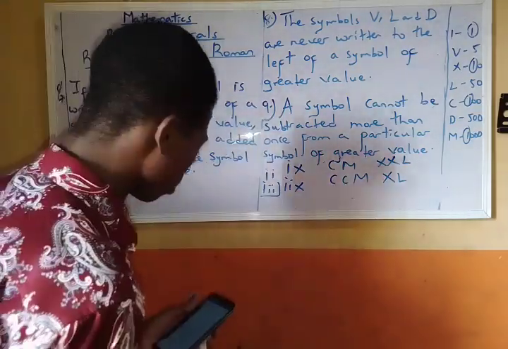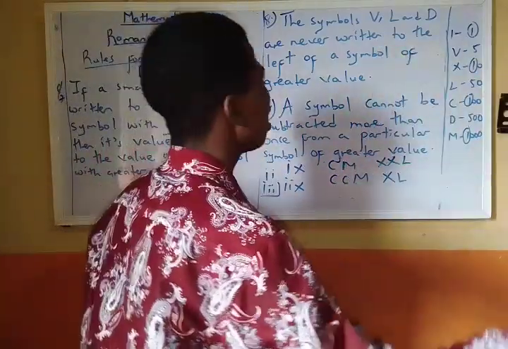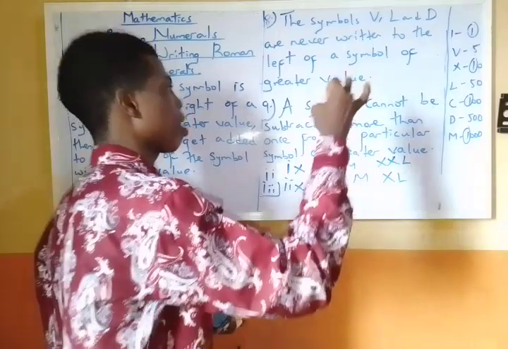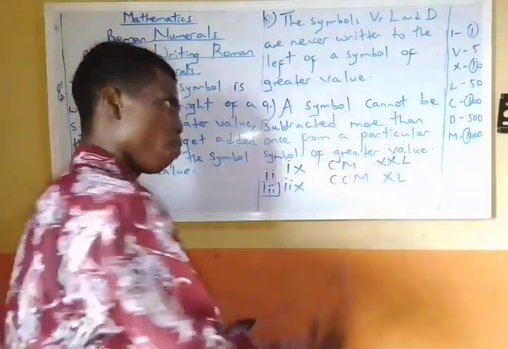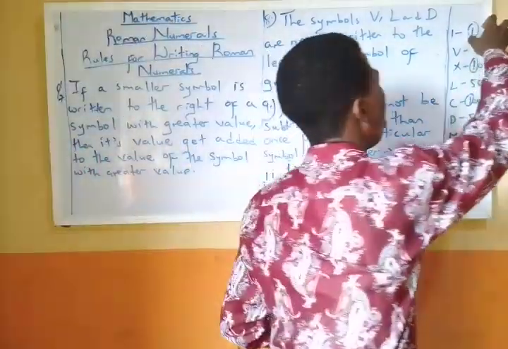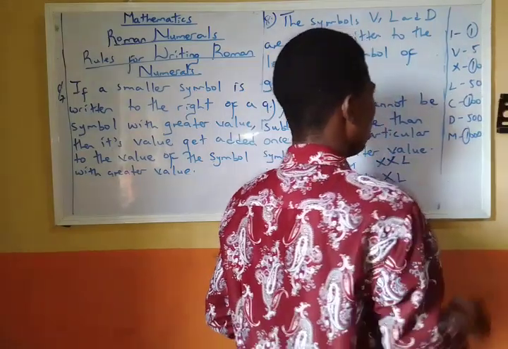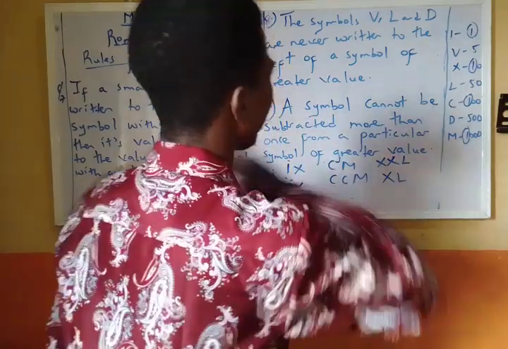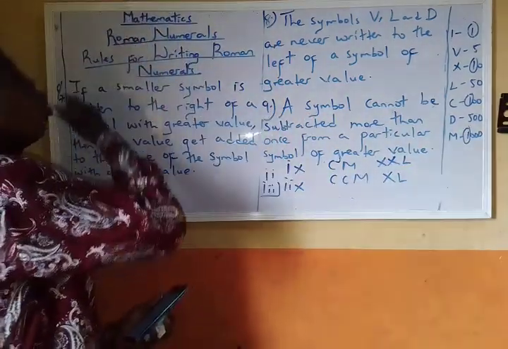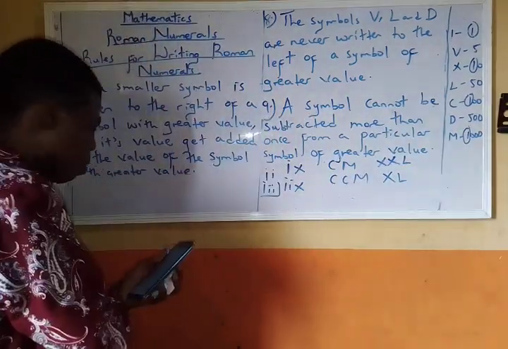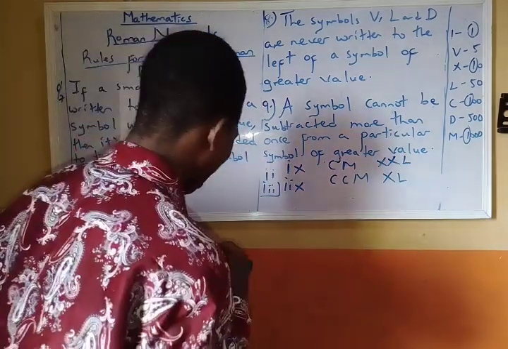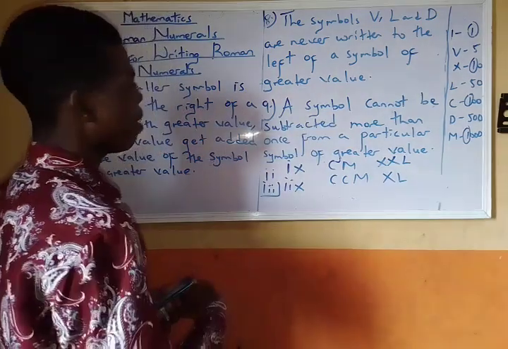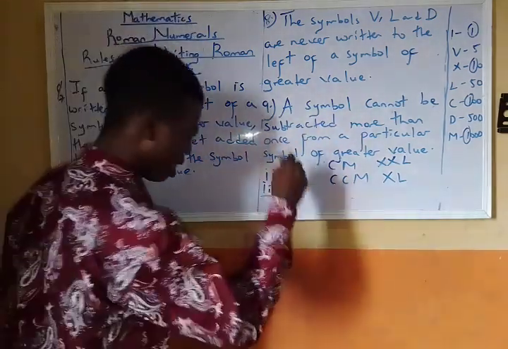And I said that the symbols V, L, D are never repeated, but the symbols I, X, C, and M are repeated. The symbols whose values start with 1 are repeated. But V, L, D are not repeated. And if they cannot be repeated, they cannot be written to the left. They cannot be subtracted. Are we together now? Beautiful. And I told us that a symbol is not repeated more than 3 times. It's part of the rules. In fact, make it your 10th rule.